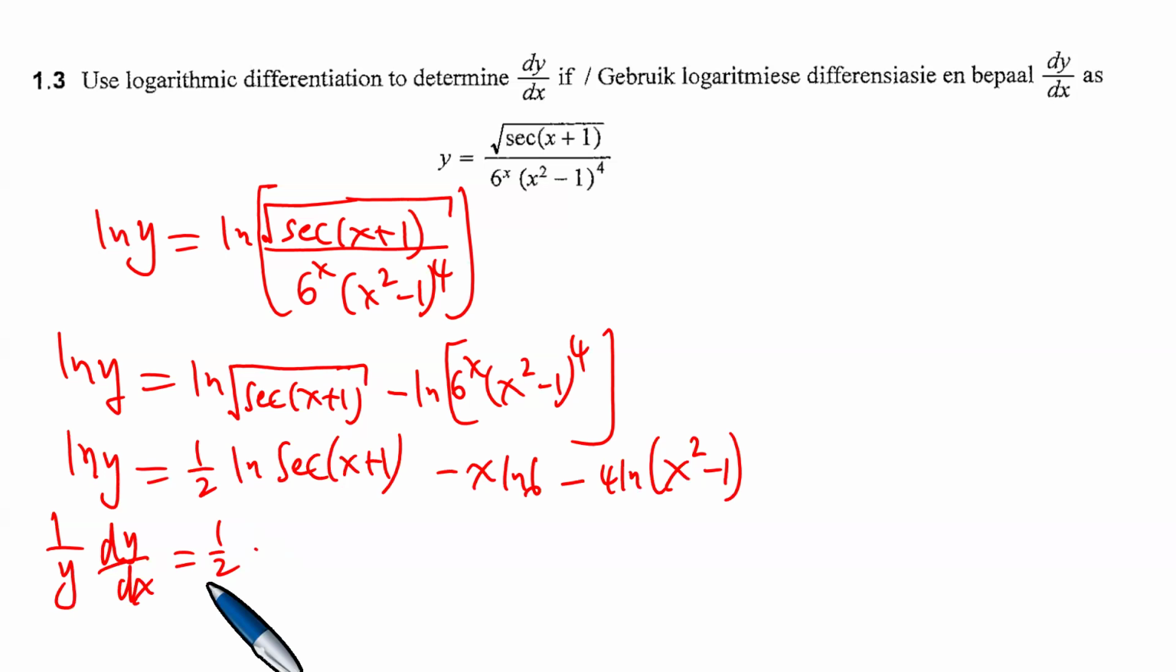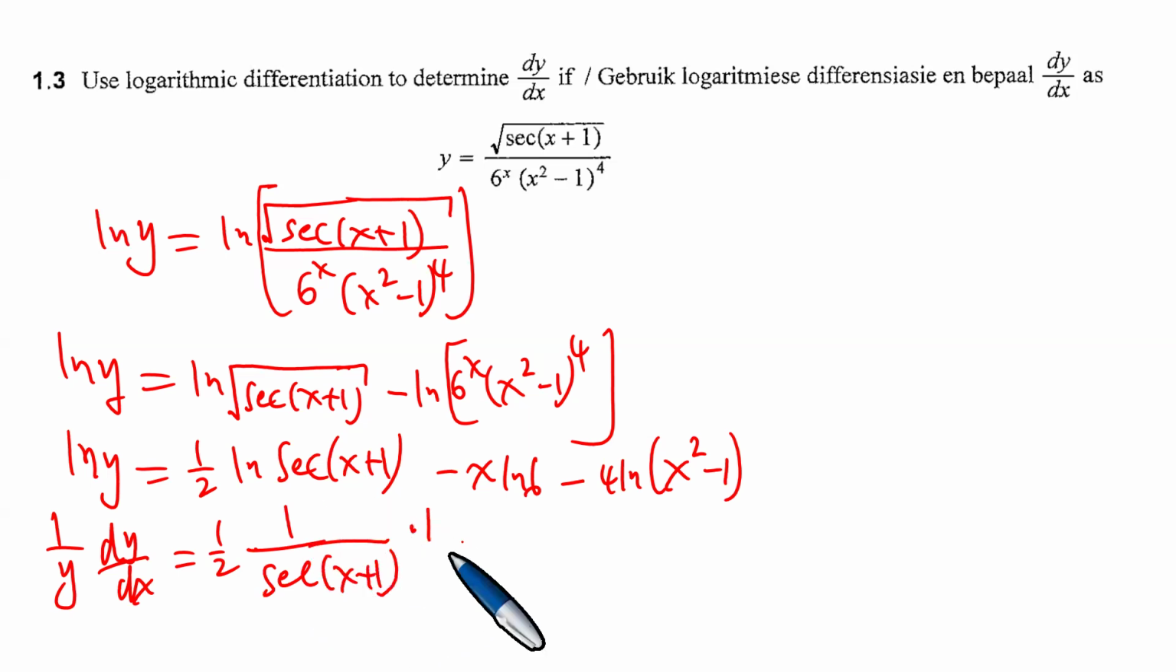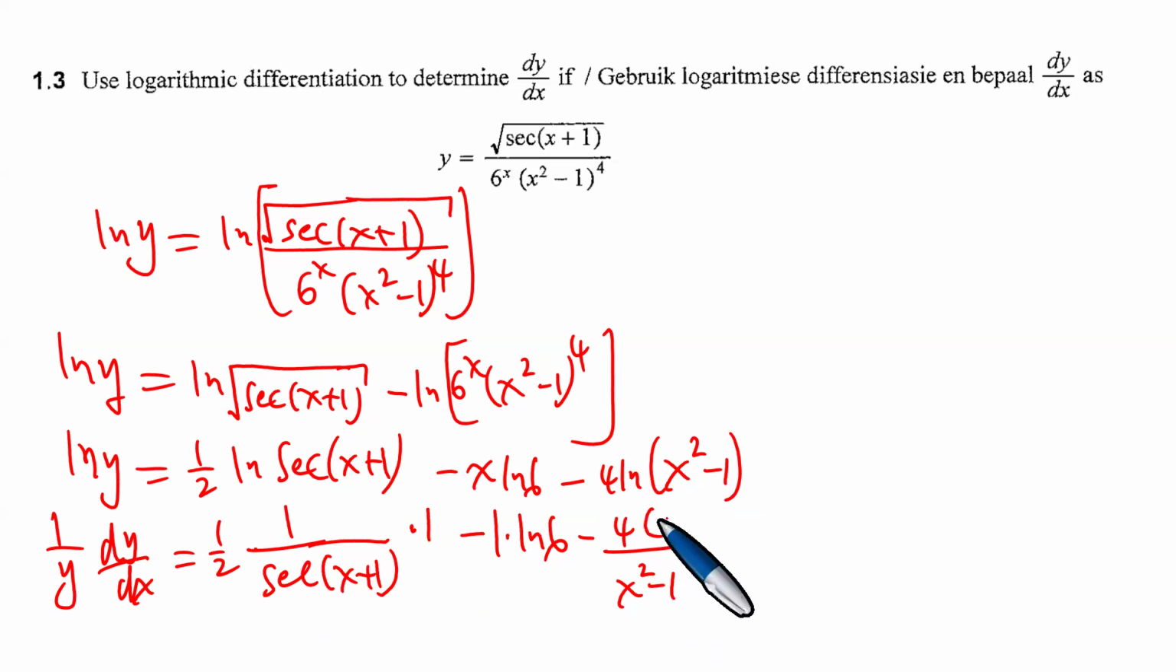So we continue. Now we say the following. Let's find the derivative of this, which is 1 over the sec of x plus 1. Derivative of the interior is 1. Now derivative of the x is 1 by ln 6, because x is the only variable, ln 6 is a constant. So over the derivative of this one is x squared minus 1, then the derivative of the x squared minus 1 becomes 2x.